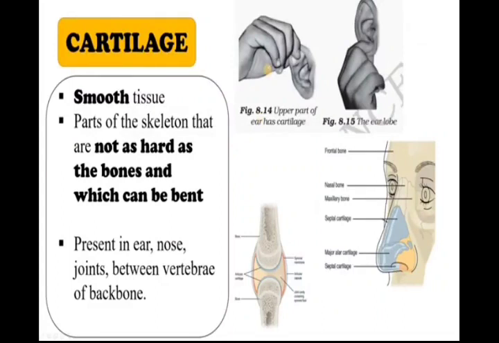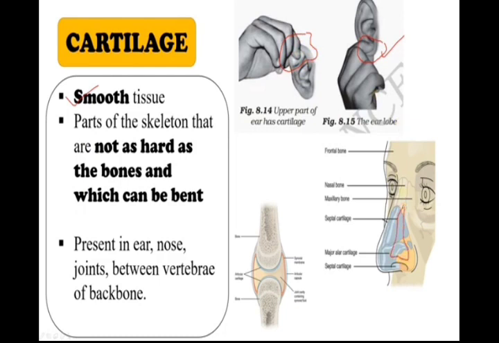Now let's study cartilage. You have already learned about cartilage. It is a smooth tissue. Just touch your ear lobe and then touch the upper part of your ear. What is the difference? The upper part of the ear is not as soft as the ear lobe, but it is not that hard either. Why is it like this? Because it is a part of the skeleton that is not as hard as bone and can be bent.